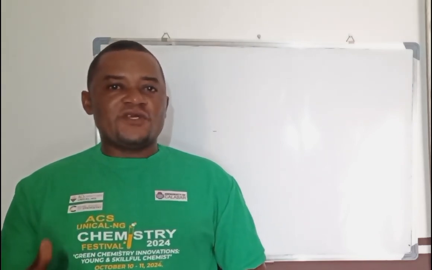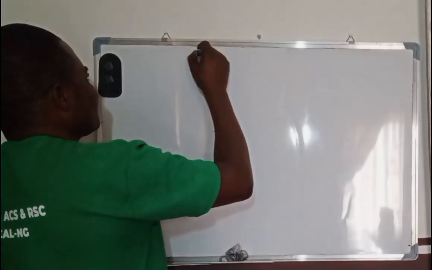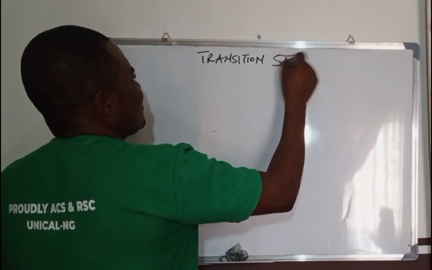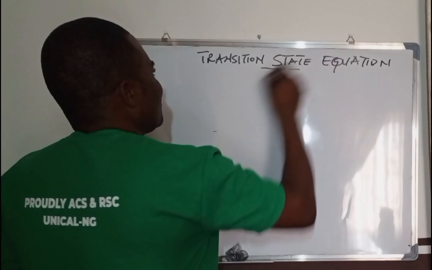Today we are going to continue from our previous class, the transition state theory. Here we are going to see how we can derive the transition state equation that will lead us to calculate the rate constant of a reaction and also to determine the energy difference, that is the delta H, the enthalpy, and entropy, the degree of disorderliness of a system. So we're going to look at the transition state equation. The transition state equation.